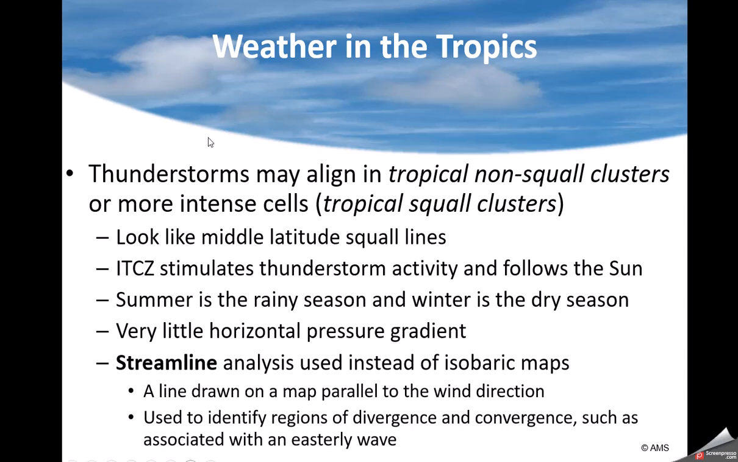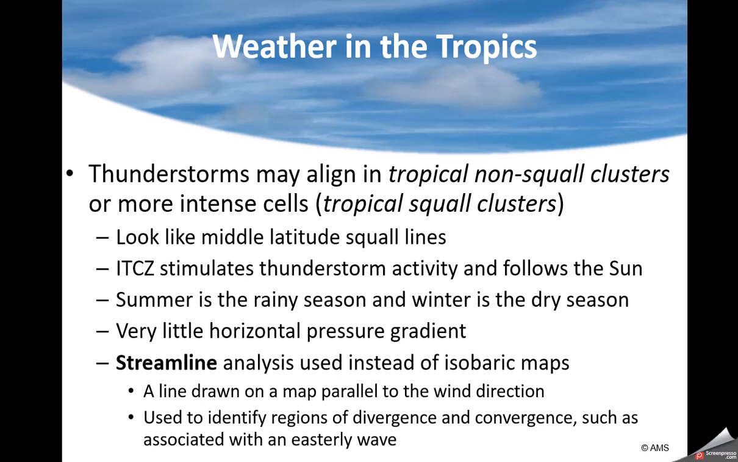There are thunderstorms in the tropics. Many of them occur around the intertropical convergence zone where we know winds come together. And that moves with the sun. So in our summertime, it is pushed way up to the north. In our wintertime, it's pushed down south.